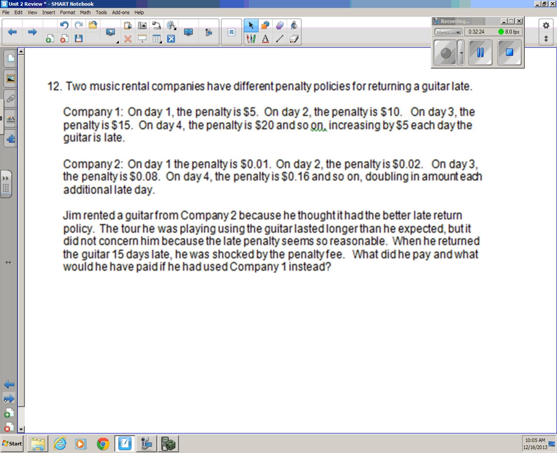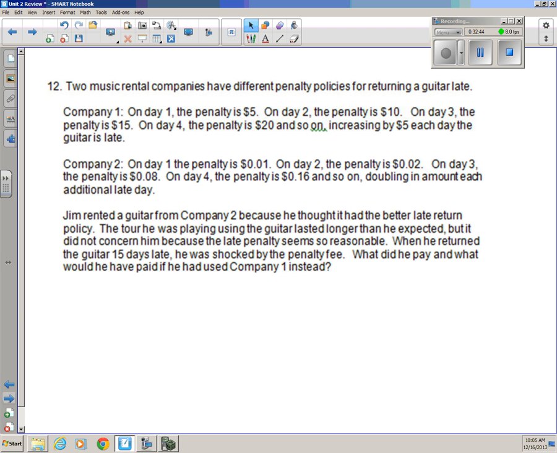Okay. The next one, 2 music rental companies have different penalty policies for returning a guitar that's late. Company 1, on day 1, the penalty is $5. On day 2, the penalty is $10. On day 3, the penalty is $15. On day 4, $20, and so on. It's arithmetic, increasing by $5 each particular day.